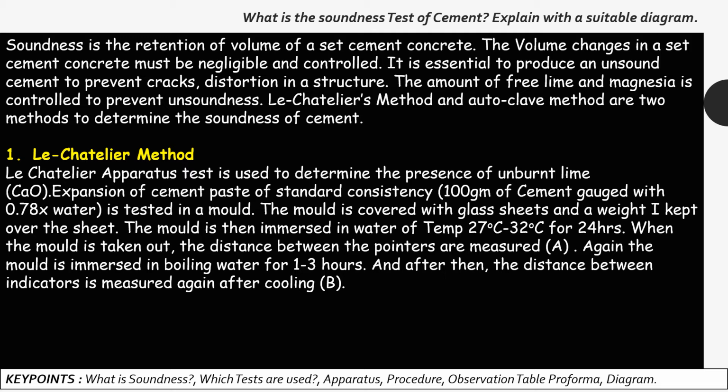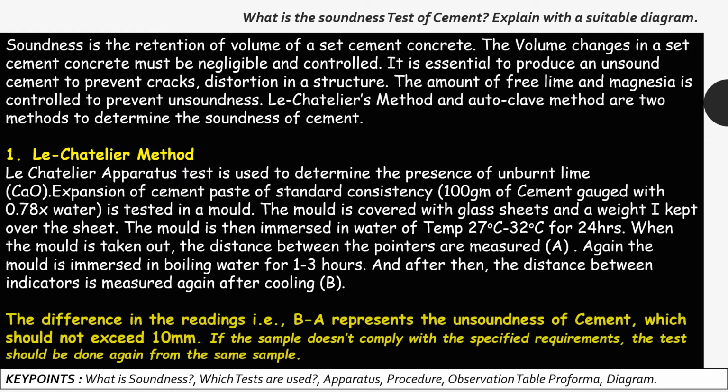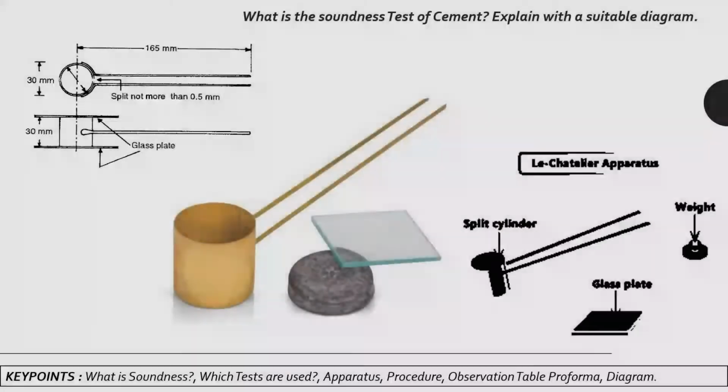Now again, the mold is immersed in boiling water for 1 to 3 hours. After that, we again measure the distance between the indicators or the pointers after cooling. Let's say that value is B. Now the difference in the readings, that is B minus A, represents the unsoundness or soundness of cement, the value of which should not exceed 10 mm. If the sample does not comply with the specified requirements, the test should be conducted again from the same sample.